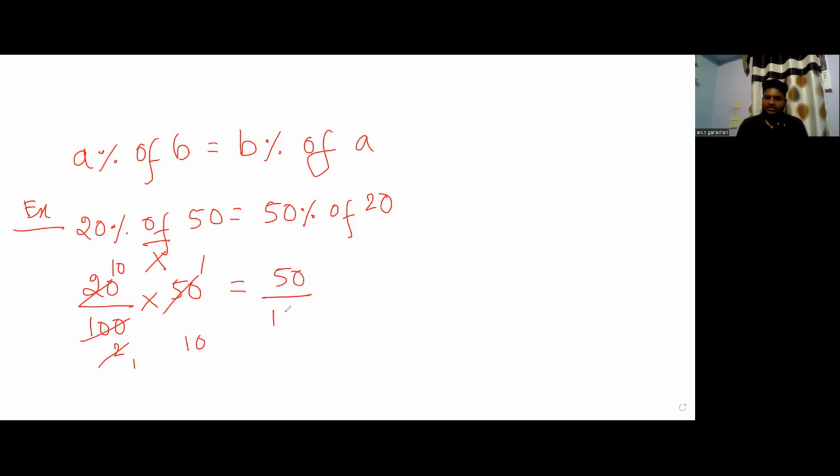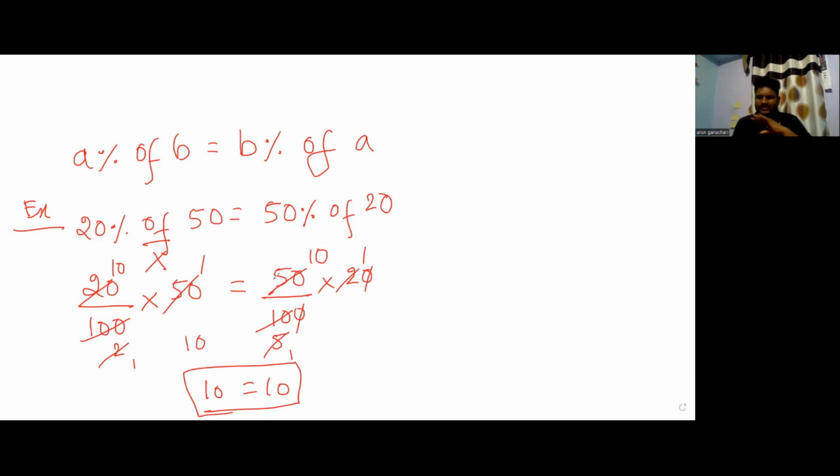Now let's look at the right hand side. 50% itself means 1 by 100, of means into 20. 0 and 0 will get cancelled. 2 ones are 2, 2 5s are 10. So we got our right hand side also as 10. Understood what we did here? We did very basic level mathematics. So our rule says A% of B is nothing but B% of A.